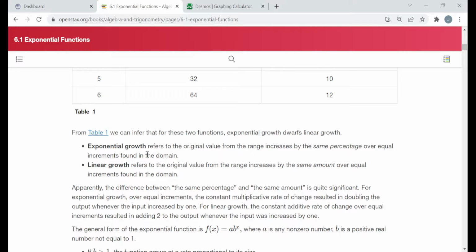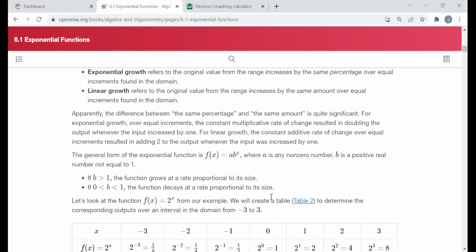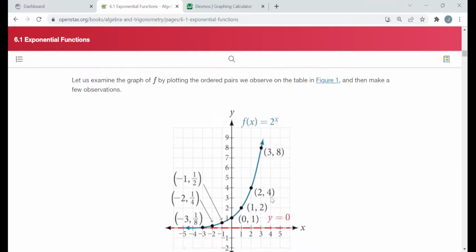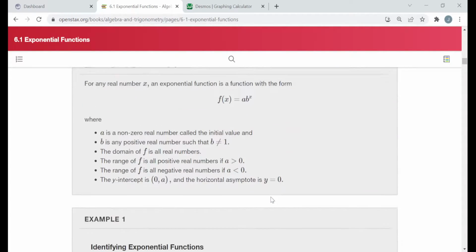Now, exponential functions either increase or decrease by the same percentage when I increase the input by 1 every time. So linear functions increase or decrease by the same amount when you increase the input by 1. Exponential functions increase or decrease by the same percentage when you increase the input by 1. You'll see what I mean when we get into some examples. Down here they go through another example that you can read on your own, but I wanted to get to this box here.